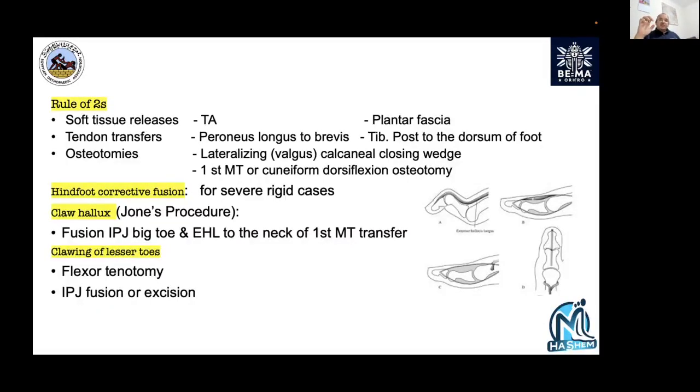If you have clawing of the lesser toes, the option you have is to release the flexors, so do flexor tenotomy, or to fuse the IP joint, or even to excise them.